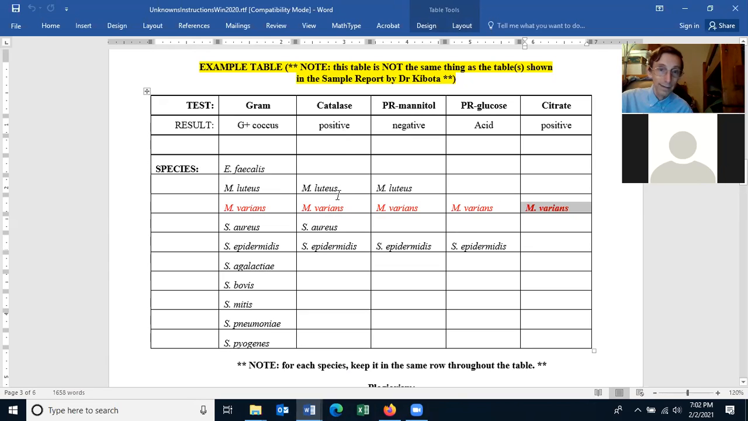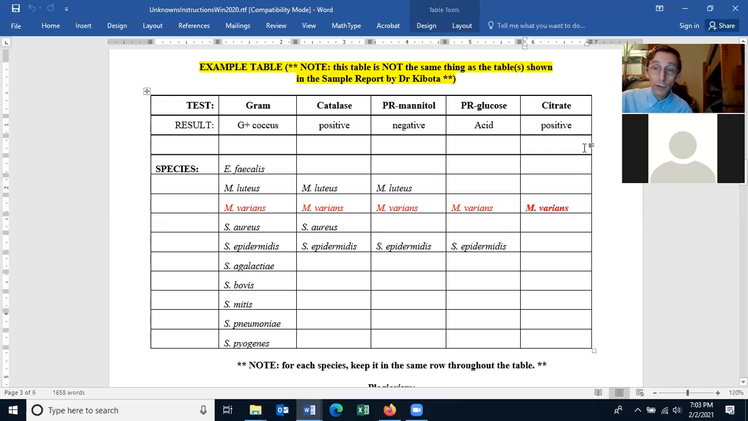I then did the Cadley's test, and it was positive, so which is right there. Cadley's positive, which means that it's these 4 possibilities. I then did the PR mannitol, and it was these possibilities. And then did the PR glucose, and it was these 2 possibilities. I then did the citrase test, and it was positive. And only Micrococcus varians could fit the possibilities. So my unknown is Micrococcus varians.